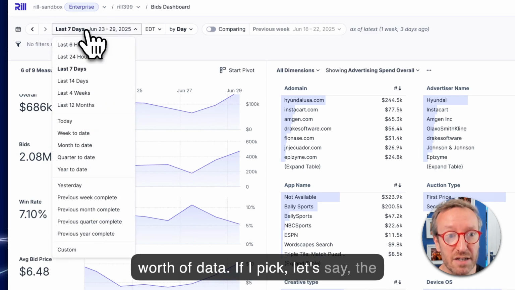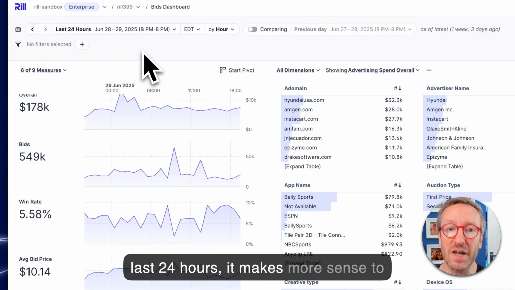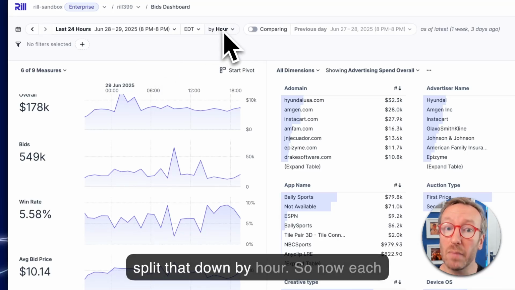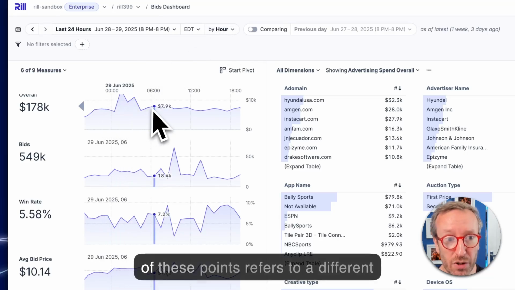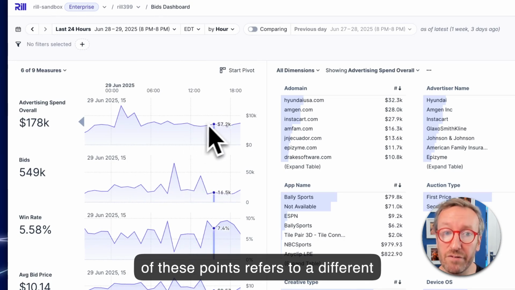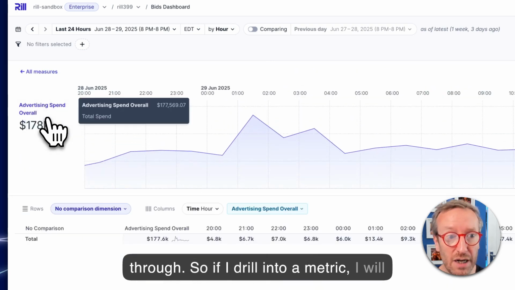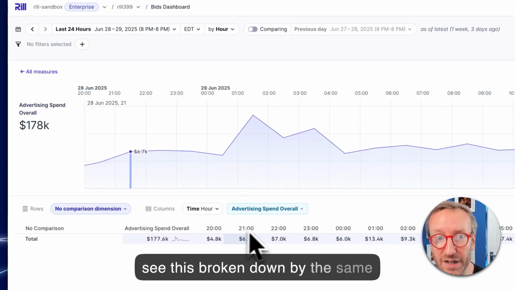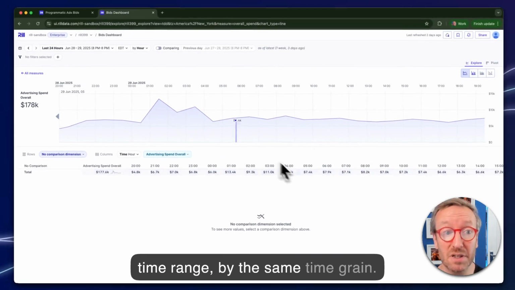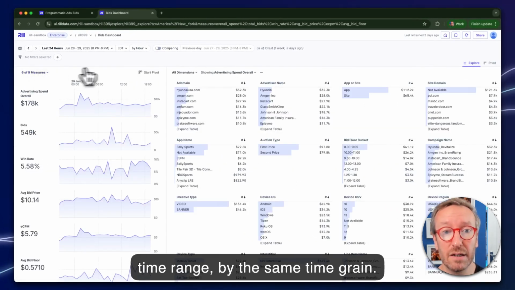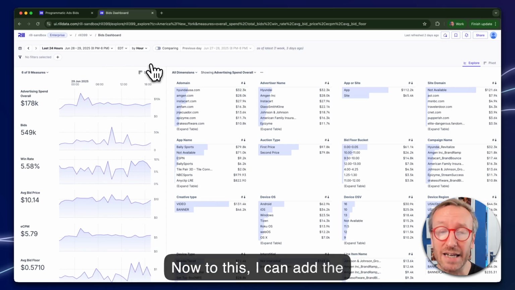If I pick, let's say, the last 24 hours, it makes more sense to split that down by hour. So now each of these points refers to a different hour in the day. And these all carry through. So if I drill into a metric, I will see this broken down by the same time range, by the same time grain. Now to this, I can add the comparison.